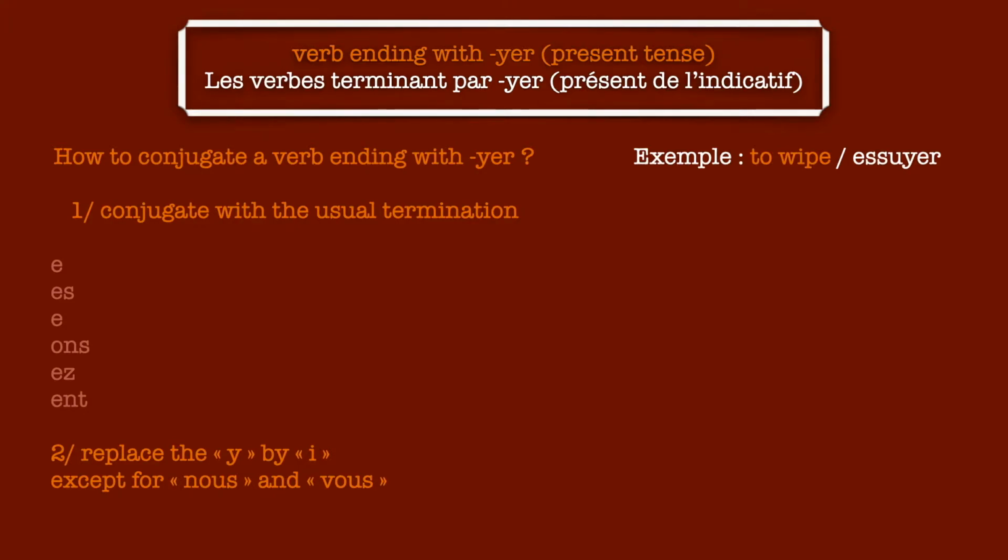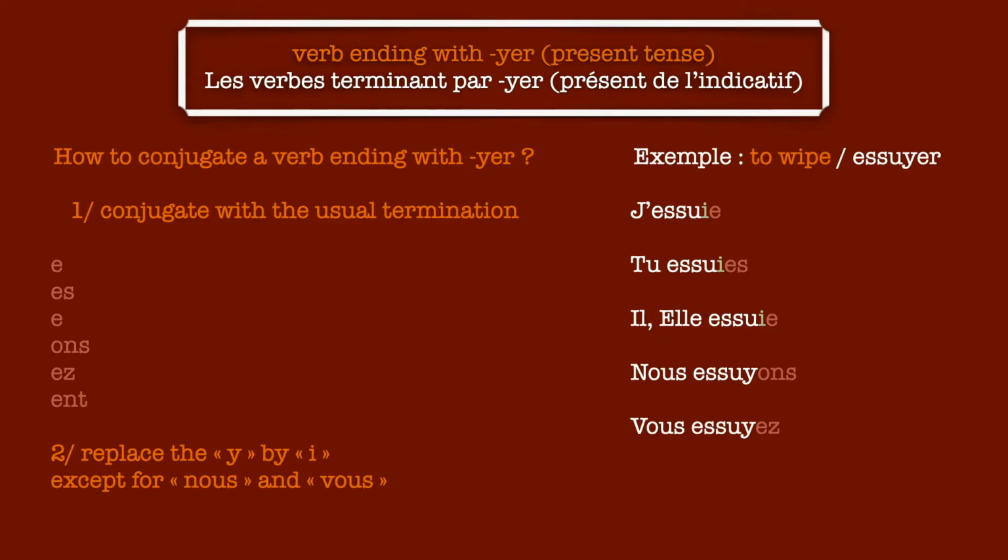Let's see an example with the verb to wipe. So as I said, we replace the y letter by I. J'essuie. Tu essuies. Il, elle essuie. Here we don't replace the y by I, because it's the first plural person, therefore we have Nous essuyons. Again, the second plural person is written with a y. Vous essuyez. Ils, elles essuient.